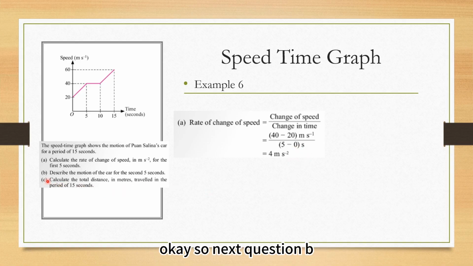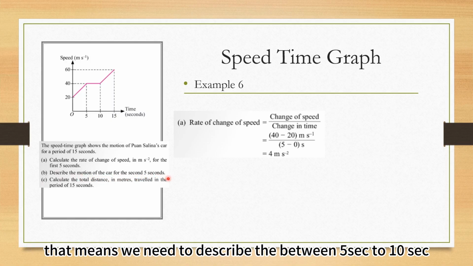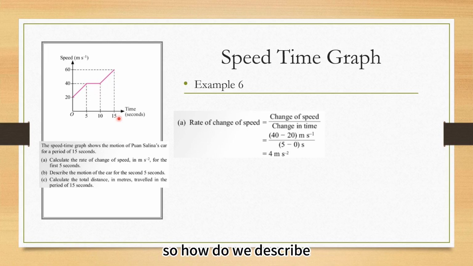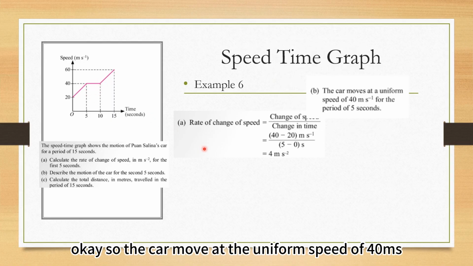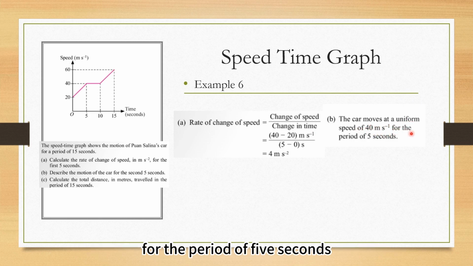Next, question B. Describe the motion of the car for the second 5 seconds. That means we need to describe the motion here. The car moves at a uniform speed of 40 meter per second for the period of 5 seconds. Why is it uniform speed? Because the gradient here is 0, so it means that it is uniform speed.